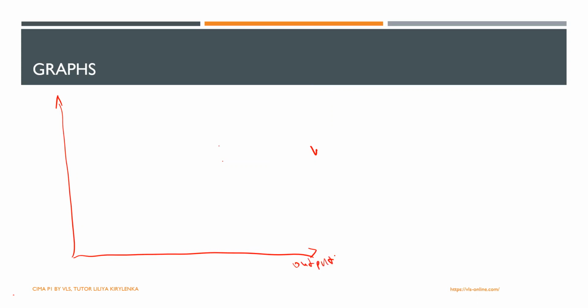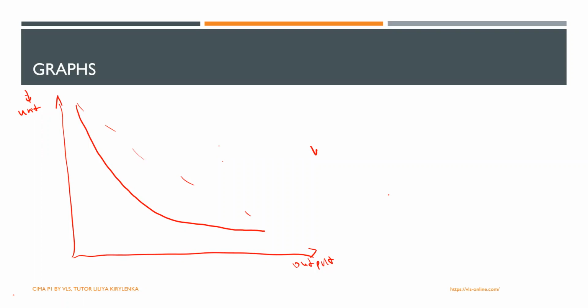So it's going to be output, and it's going to be cost per unit. So for fixed cost, the line is going to be like that. Well, if it's a stepped cost, then the line is going to follow that pattern. So it's going to be like a downward slope, but not a straight one. It's going to be a little bit different, more like the side of a parabola, so it's not straight.